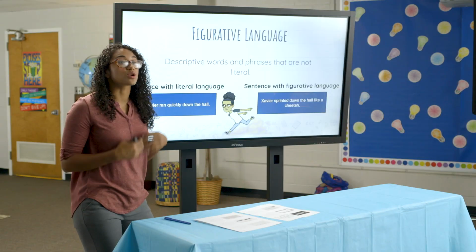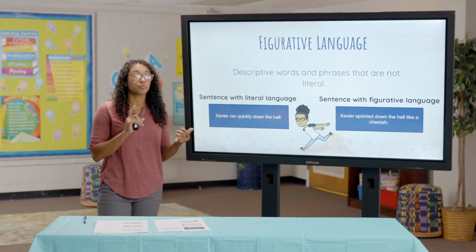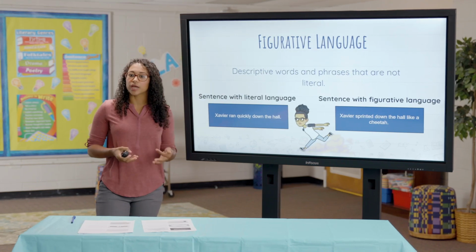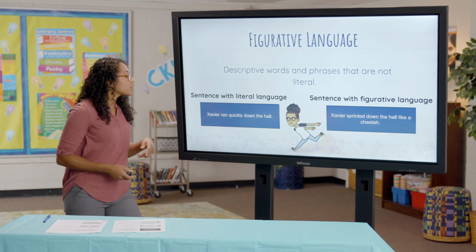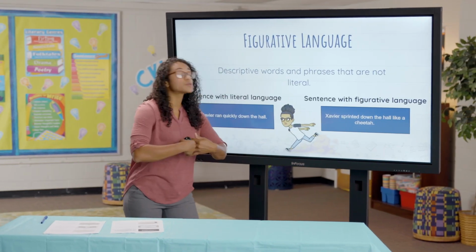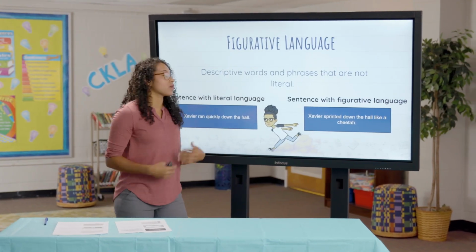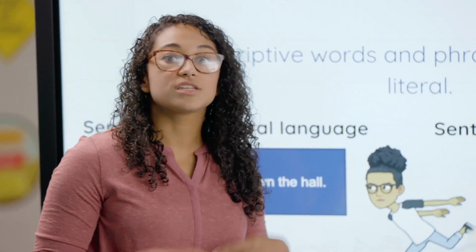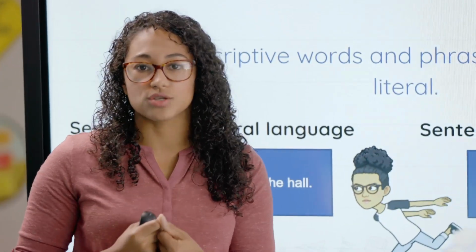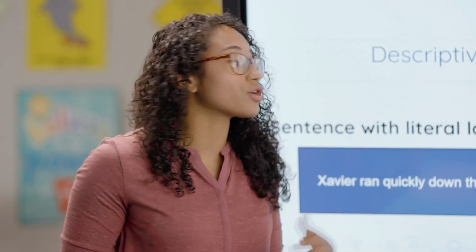So let's look at a statement that's using only literal language. Xavier ran quickly down the hall. That's telling you what Xavier did, but it's not really helping you create an image or a picture. It's just telling us that he ran down the hall and he ran down quickly. If I look at this example, Xavier sprinted down the hall like a cheetah, it helps me picture how quickly he's running. And the author does that by comparing him and the speed with which he was running to a cheetah. So this example is a lot more descriptive and really helps you picture what's going on in the story, where this one just tells you. It's kind of boring. So authors use figurative language to convey emotion or to spice up their writing.